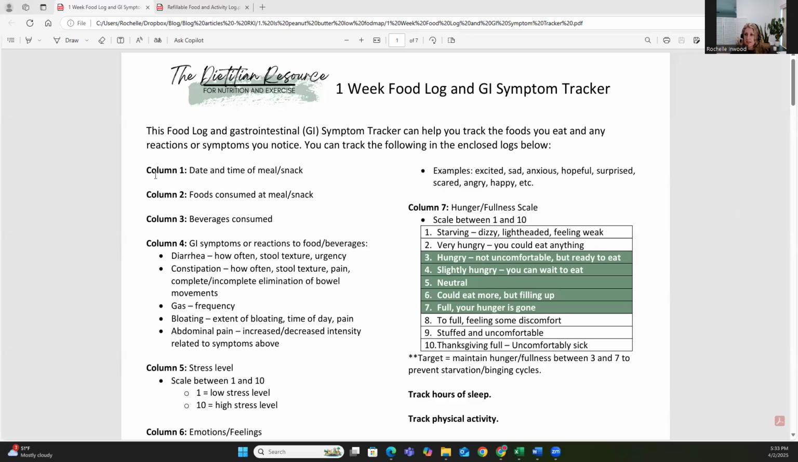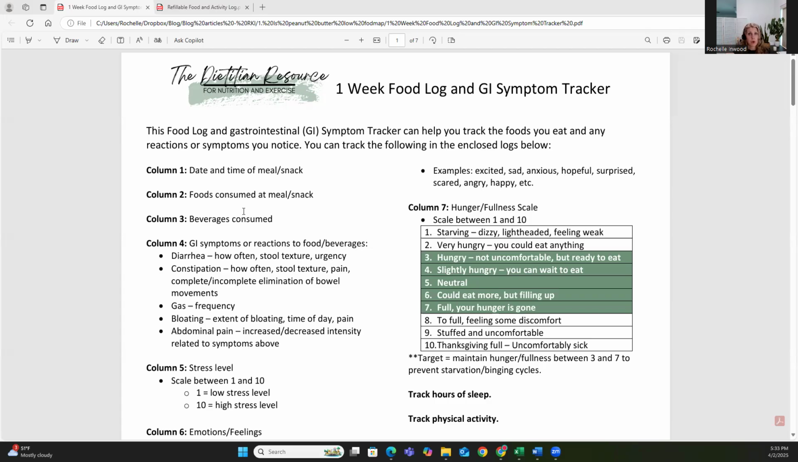So we've got several different columns. In column 1, they can enter the date and the time of the meal or the snack that they are consuming, because that is going to give us that reference point, right? In column 2, they're going to enter the foods that they're consuming at the meal and the snack.